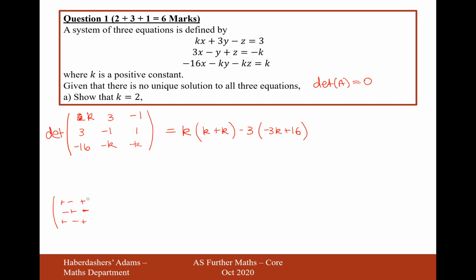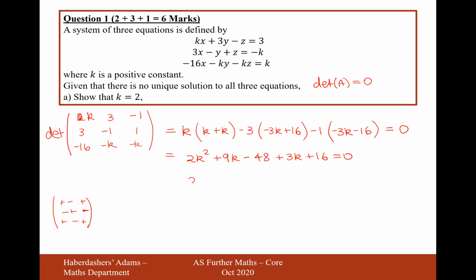Then moving on to the final one, that has a plus in that position, so it's a minus 1. And then it's going to be 3 times minus k, which is minus 3k, minus 16, so that would be minus 16, equals 0, if the determinant is equal to 0. So therefore, it's going to be 2k squared plus 9k minus 48 plus 3k plus 16 equals 0.